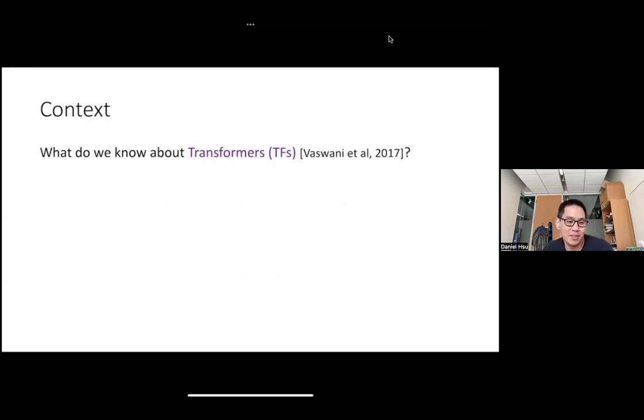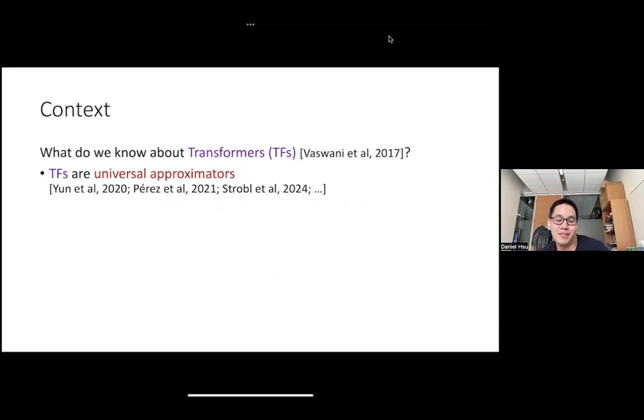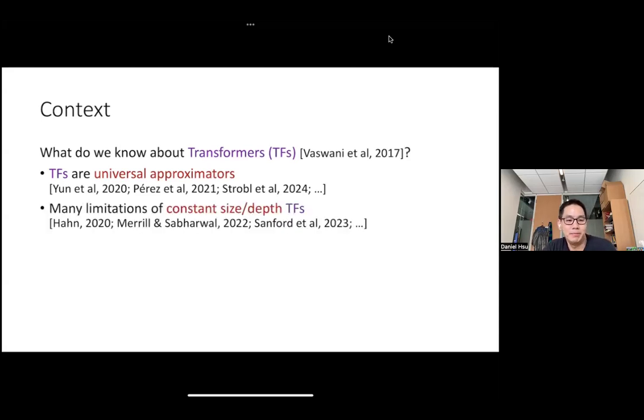So the context for this research is trying to get a better theoretical understanding about transformers. For this forum, I assume everyone is quite familiar with a lot of the developments in this area. We know a lot of things about transformers over the past several years now. In various guises, they are some kind of universal approximators, a Turing complete architecture, a model for computation. But when you start limiting their size or complexity, we know a lot of computational limitations that they have.